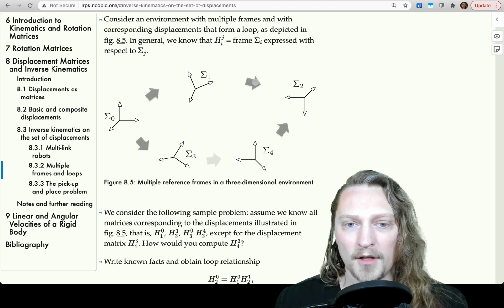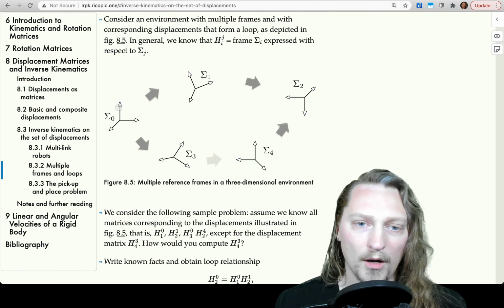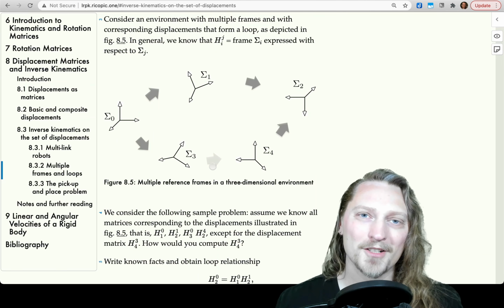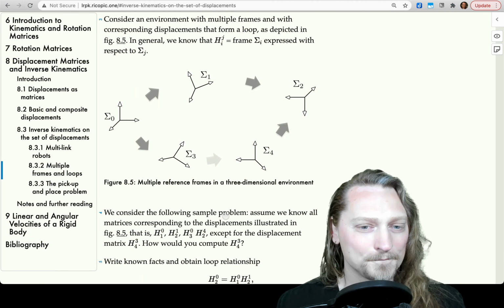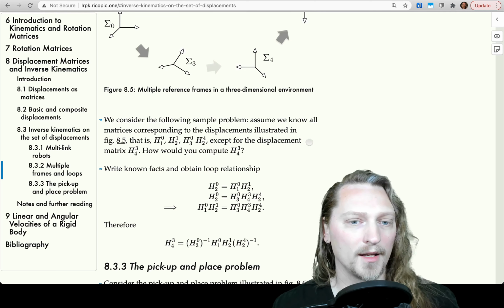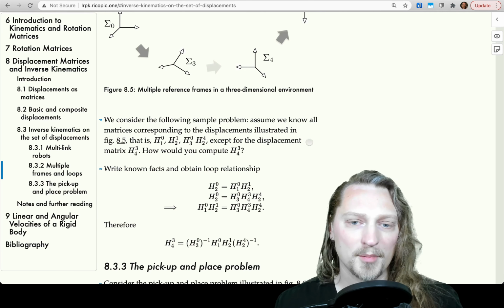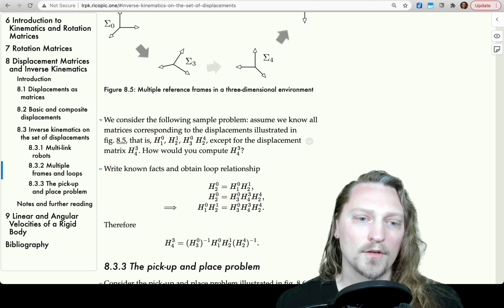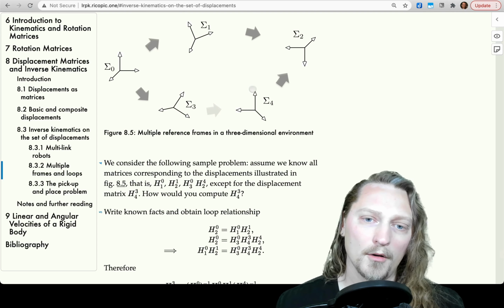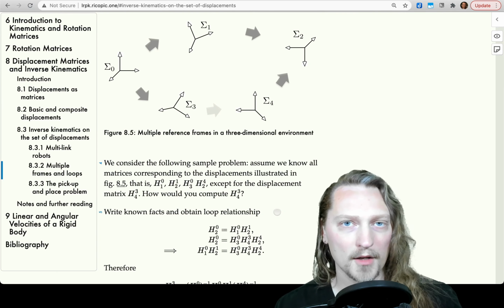Now, we know all the dark arrows here, but we don't know this relationship. Okay, we know all of the other relationships in the loop except this one. So we're going to express this one in terms of the others. Okay, so that is H_1^0, H_2^1, H_3^0, and H_2^4 are all known, except for the displacement matrix H_4^3. So we don't know H_4^3. We don't know sigma 4 in terms of sigma 3. How would you compute H_4^3?